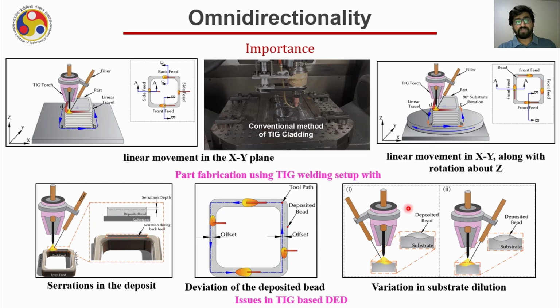The third issue which we face particularly in this TIG based system or the DED based system is when you feed wire from one side, some portion of the arc or some portion of the energy of the arc will be consumed by the wire itself. Therefore, less energy will be reached towards the substrate. As a result, the penetration in the substrate will be less on the side where the wire was fed, and it will be more on another side where there was no wire.